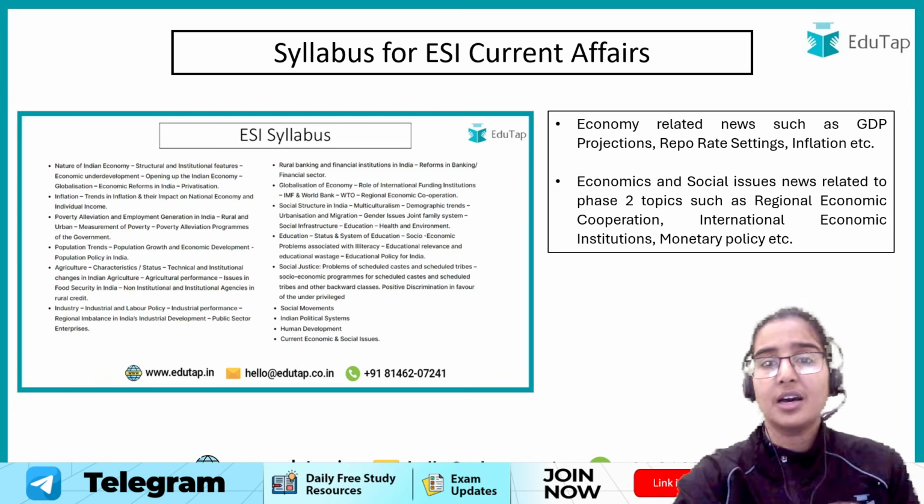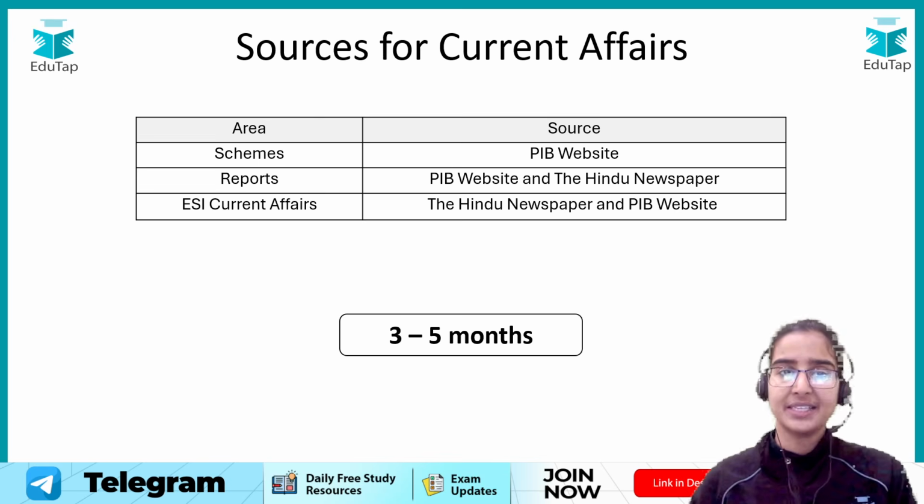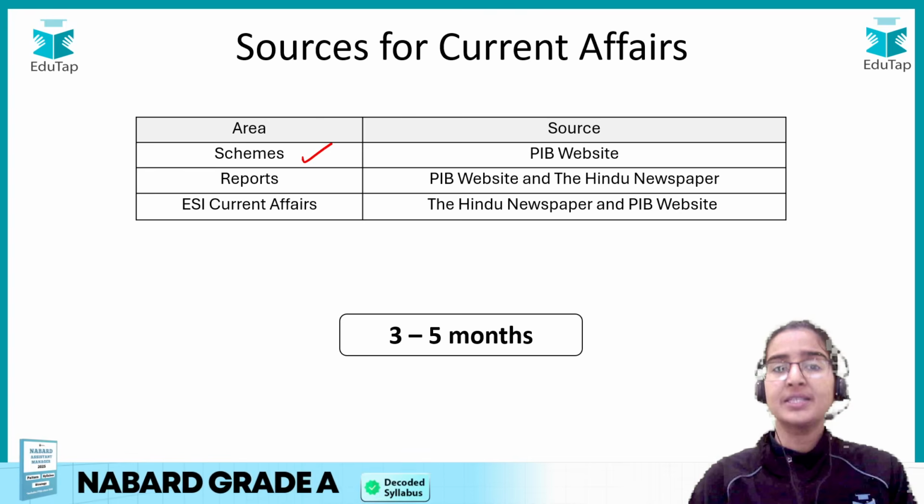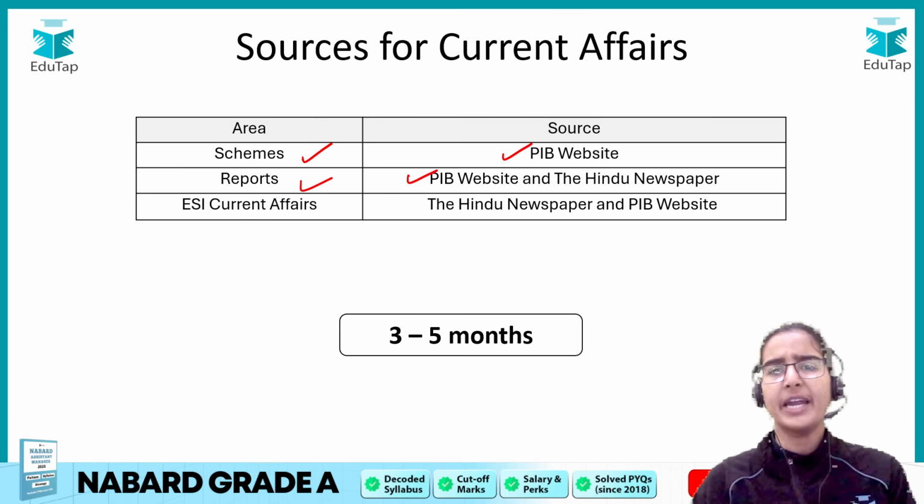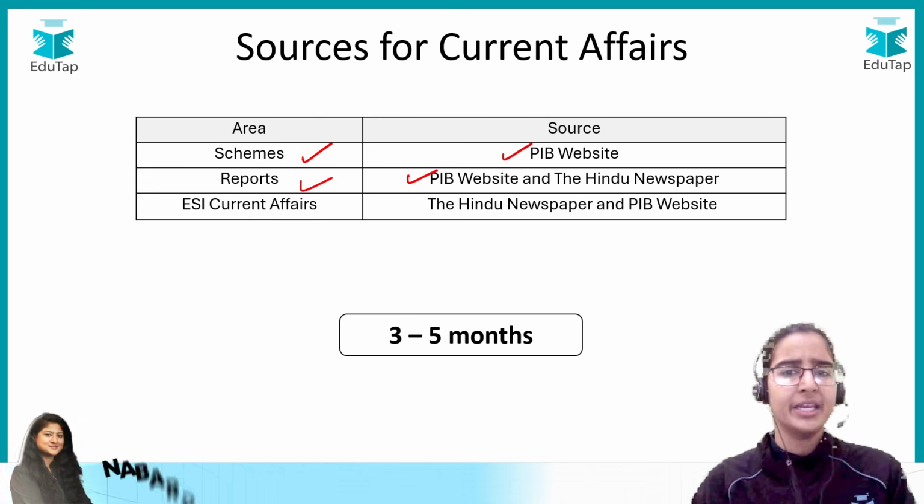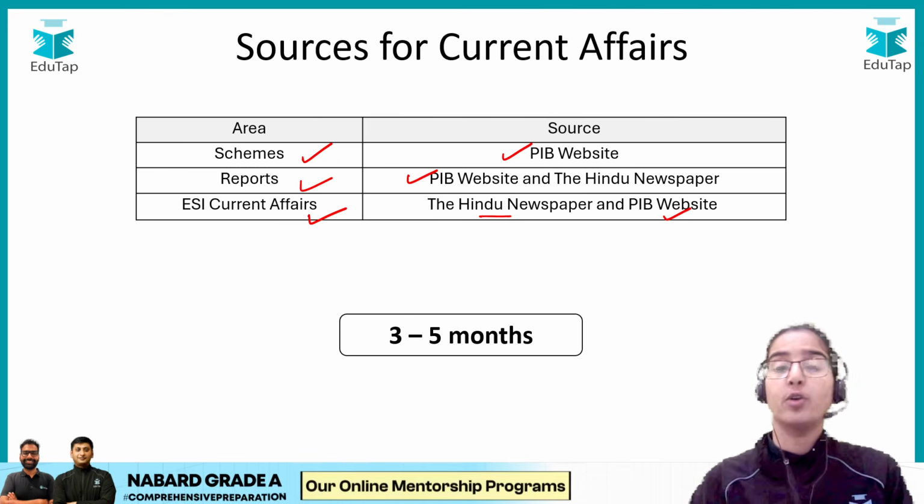Now students, coming to the next part, what are the sources from where we have to cover these current affairs. So students, for schemes, the best source is the PIB website. For reports, PIB website or the Hindu newspaper or any other newspaper. And for ESI current affairs also, Hindu newspaper or Live Mint or PIB website. These are the sources that you can refer to if you are preparing on your own.